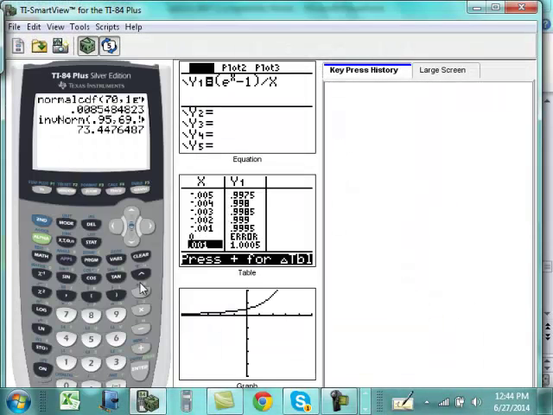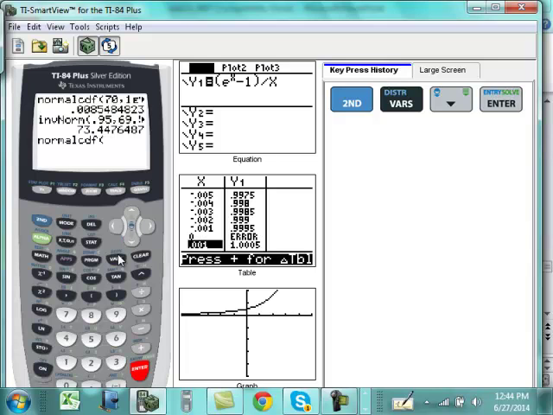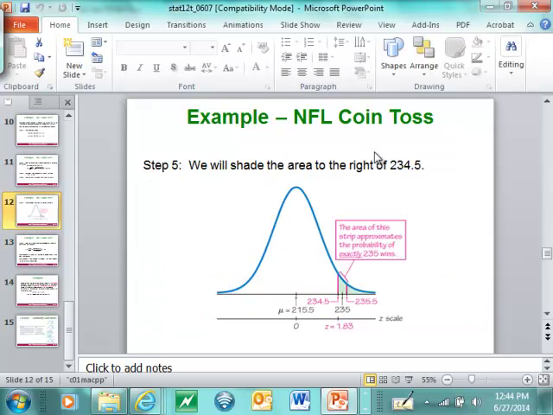TI-84 if you happen to have one. I realize not everybody does, and that's fine. Go into your distribution menu, and we'll go down to option 2, which is normal CDF. Now, if we don't care about standardizing this, then we can calculate the area under the curve of 234.5.